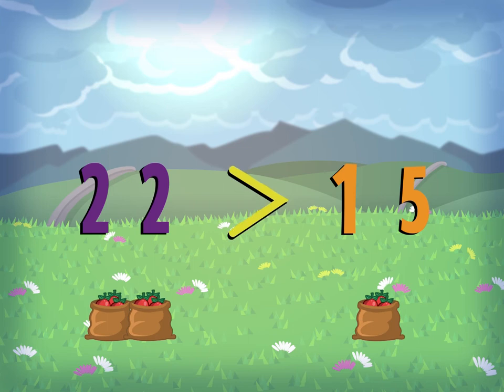Remember, in the sign, the wide open side is turned towards the larger number. To read this math sentence, we say 22 is greater than 15 because it has more tens.